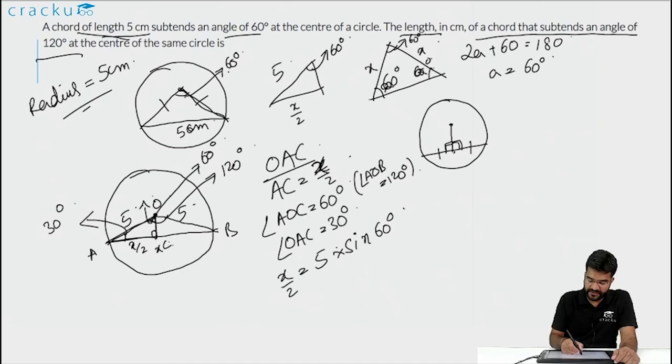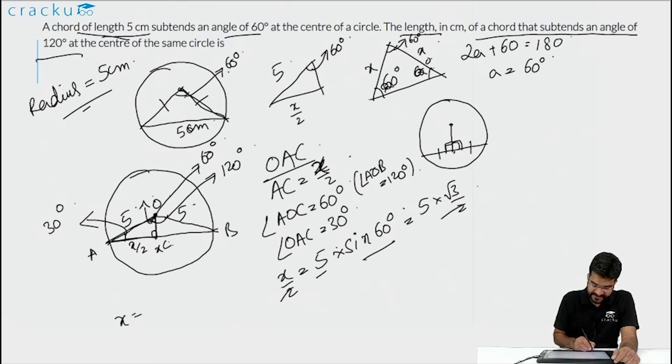So you can easily find out that x by 2 will equal 5 into sine 60 degrees. Sine 60 degrees is equal to 5 into root 3 by 2. You can cancel the denominator 2 on both sides. Therefore the length of x will be 5 root 3. That is, the length of the chord AB will be 5 root 3.